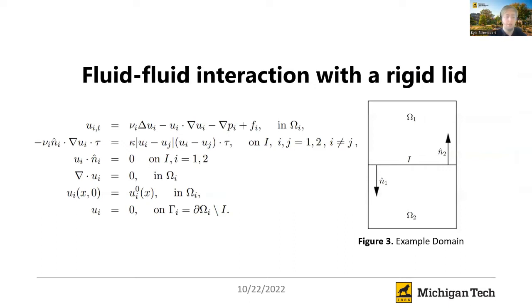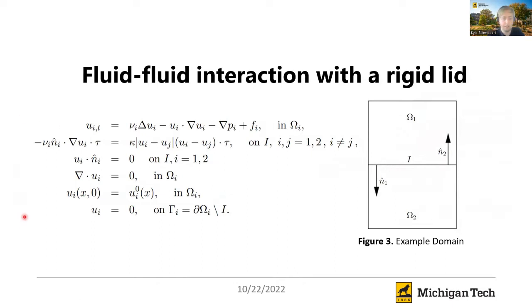Okay, so that was turbulent flow. Let's talk about fluid-fluid interaction problems, specifically with a rigid lid. So this is a proxy for atmosphere-ocean interaction. So we have omega-1, which is the atmosphere domain, and we have omega-2, which is the ocean domain. And we have I, which is this non-moving, hence rigid lid interface between the two.